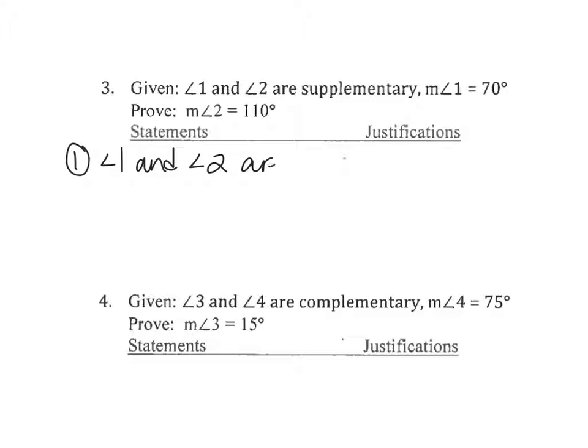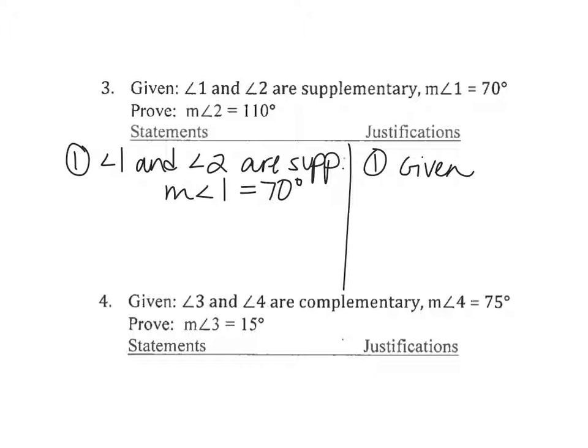You're going to see me abbreviate supplementary to SUPP. You are welcome to do the same. You're also told that measure of angle 1 equals 70 degrees. You shouldn't need to look on my screen because you have these on your paper. It tells you that those are the things that are given. That's what goes on line 1.